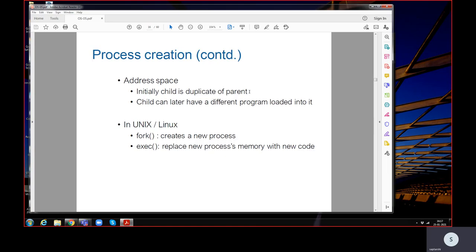It is executing the same instructions. It has the same data. It has the same open files and so on. However, later the child can have a different program loaded into it. We will see examples. This part, loading a different program onto the child, is done by the exec system call. This exec system call is used to replace a process's memory with new programs or new code. I think this slide may not be fully clear yet, but give me 10 minutes. What we will discuss should make this slide clear.